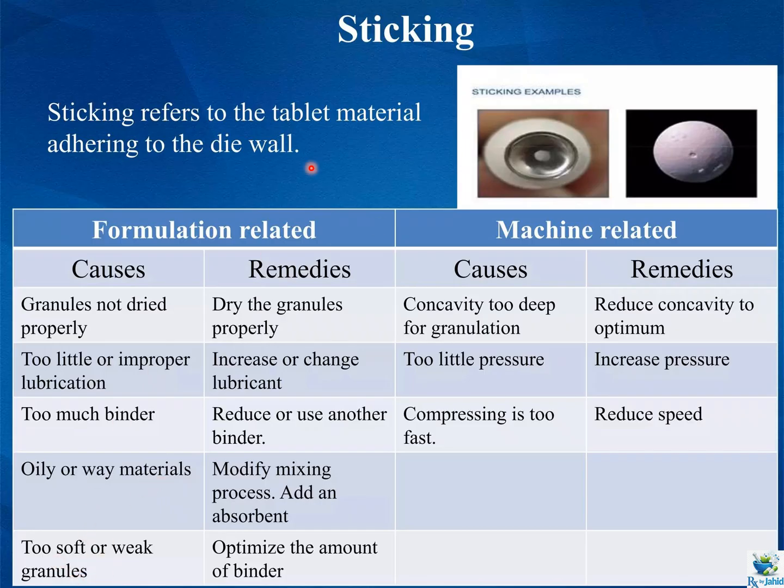So these causes would be just opposite to capping, lamination, cracking, or chipping, because in this case we see the ultimate causes would be just opposite to the problem of chipping or lamination. So machine related causes include concavity too deep, too little pressure, compression is too fast.